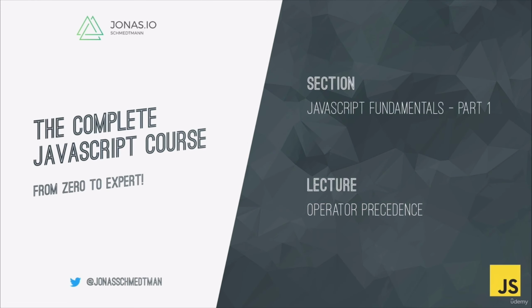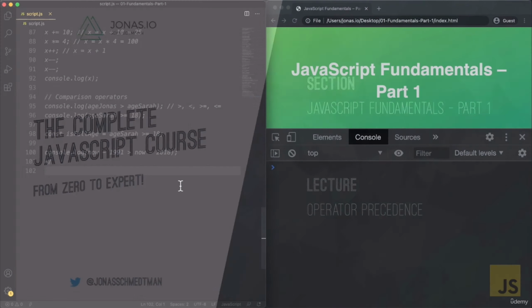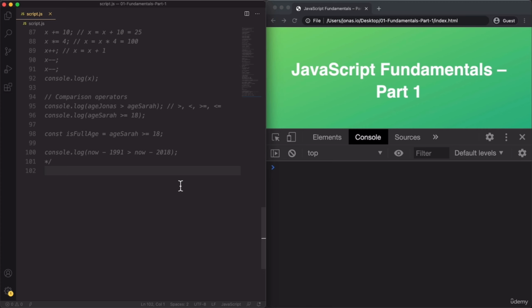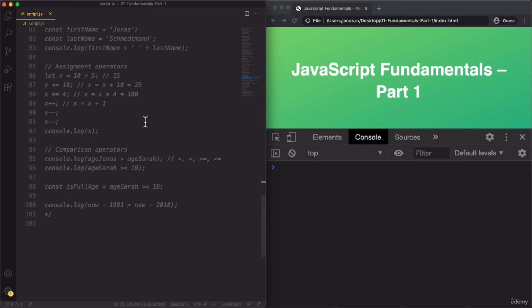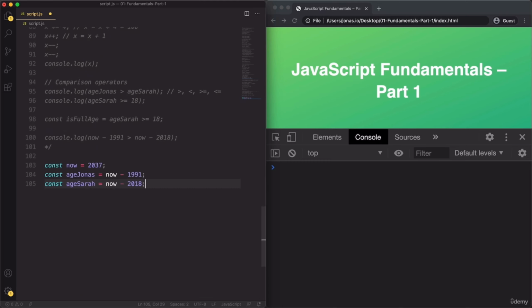In this lecture, we're going to talk about the precedence of different operators. I already commented out the code from the last lecture, but let's actually bring some of it back here. In particular, the calculation of these ages, like this, and then also this code that we discussed by the end of the last video.